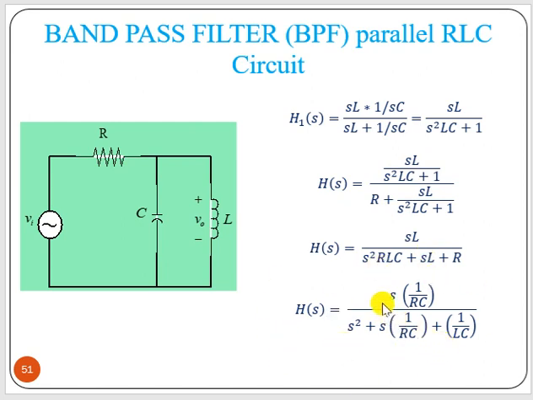Now again you can see there is a 0 at s equal to 0. That means at omega equal to 0 it is 0. So again it can be specified as a band pass filter. And here you can see the beta value is 1 by RC.